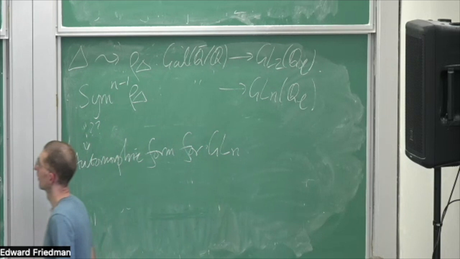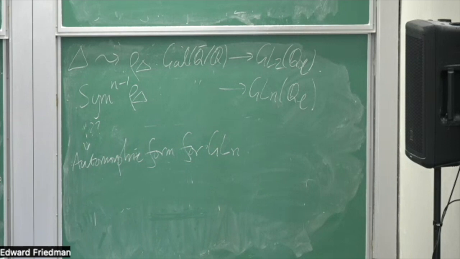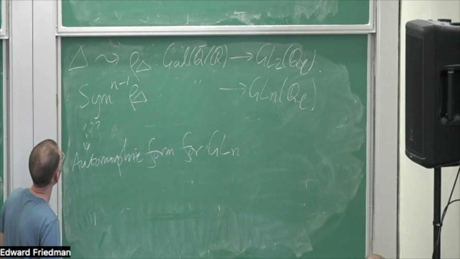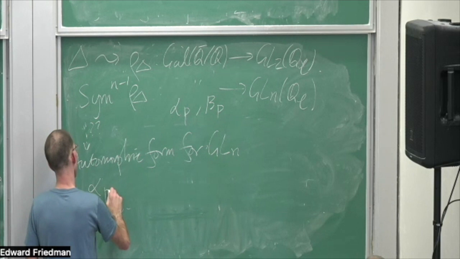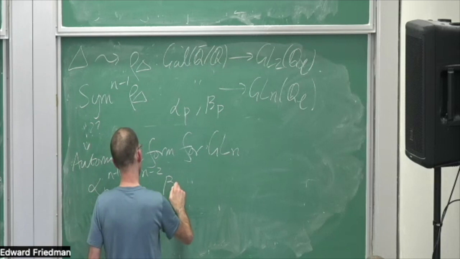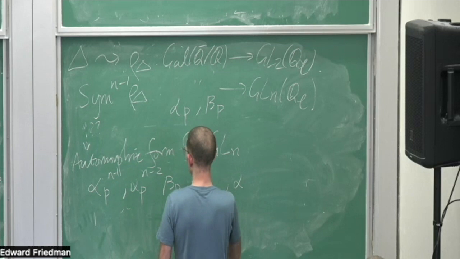And you can then ask, well, what if I look at the bounds I have for GL_n? Is it helpful? And it turns out that yes, because for GL_2 we had these numbers alpha_p and beta_p. If you go to GL_n, the numbers you get are analogous, n numbers, and it turns out to be very straightforward linear algebra. I just get all of these to be alpha_p to the i and beta_p to the j.